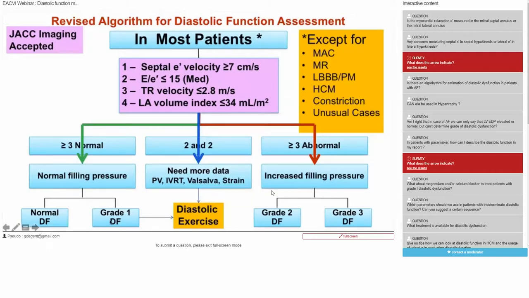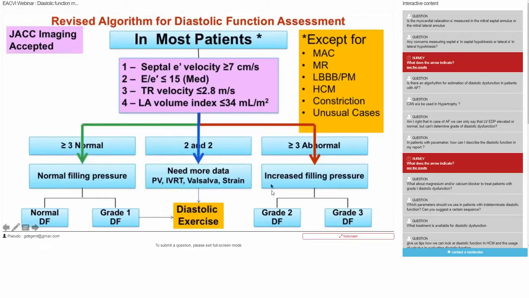And I think that if we use that, case one would be the normal diastolic function. Second case would have been a grade one diastolic dysfunction here. And then if three or four are abnormal, then we say increased filling pressure.